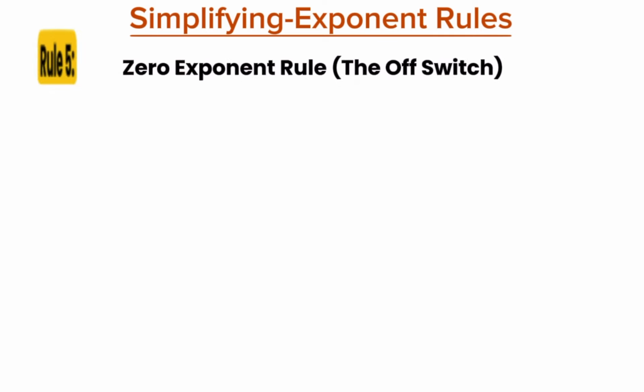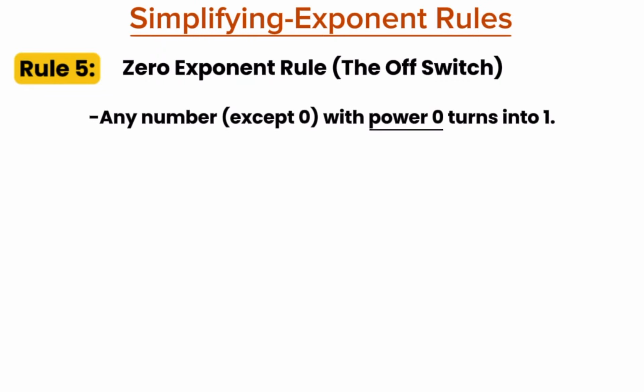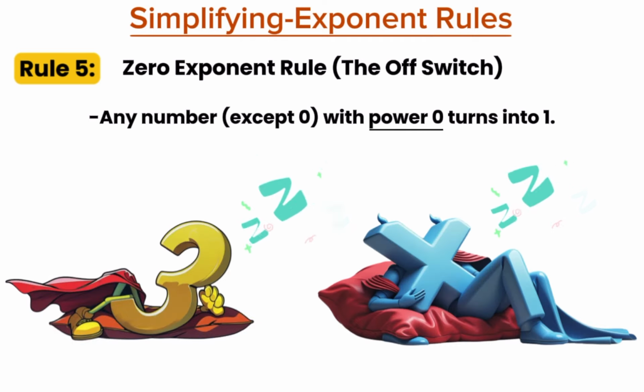Rule 5. The zero exponent rule. Lastly, this is the easiest but least exciting of the rules. Simply put, any value or number except 0 with the power of 0 turns into 1. Think of our heroes taking a nap.